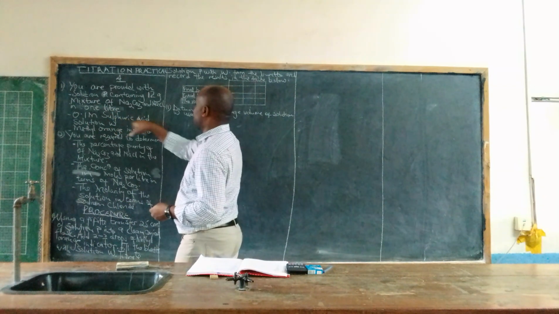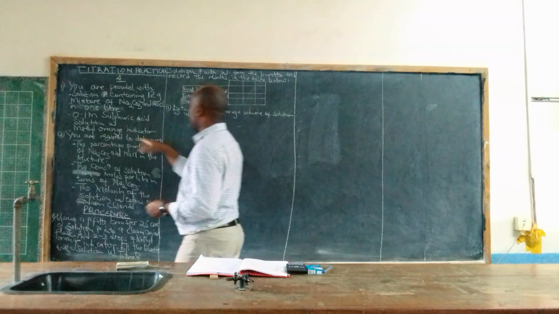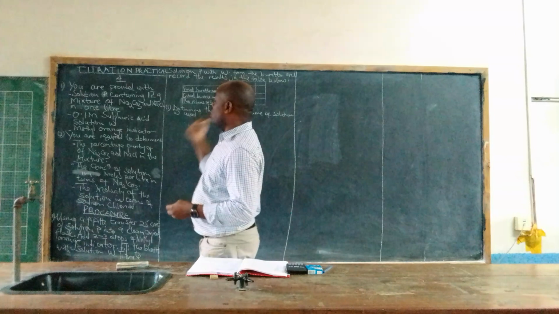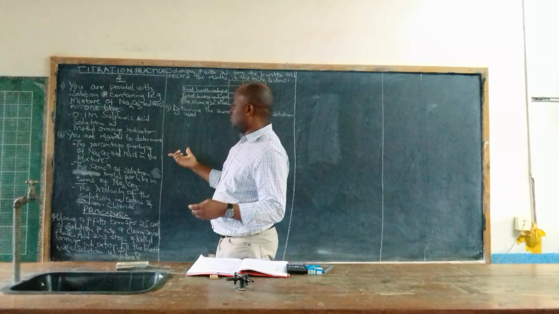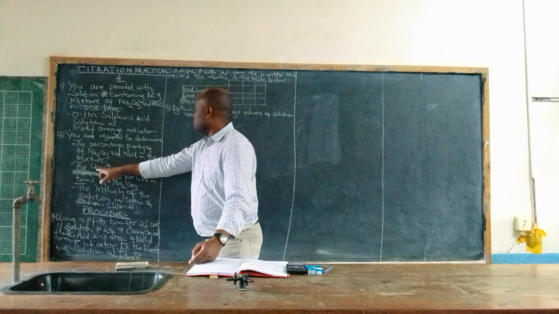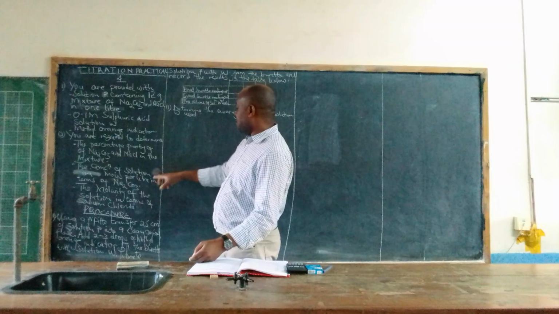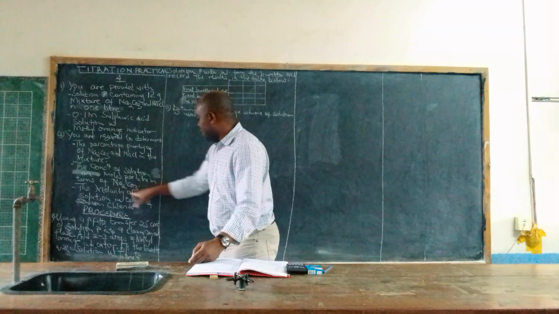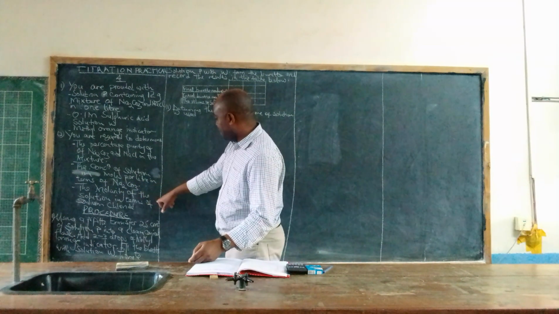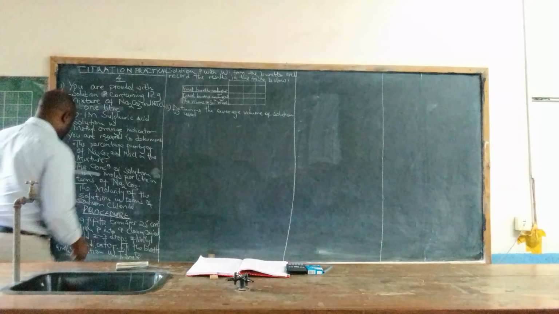0.1 molar sulphuric acid solution, methyl orange indicator. You are required to determine the percentage purity of sodium chloride and sodium carbonate in the mixture, the concentration of solution P in moles per liter in terms of sodium carbonate, and the molarity of the solution in terms of sodium chloride. Procedure. The procedure is here.